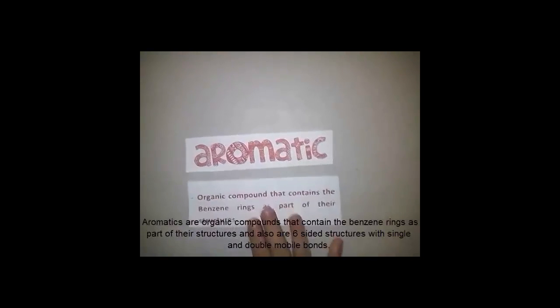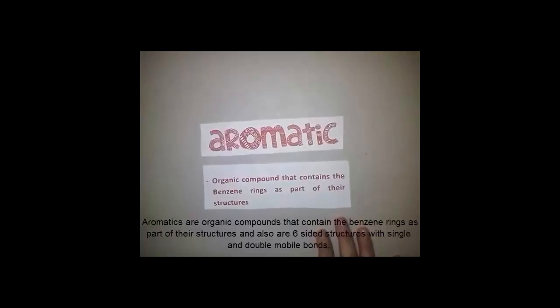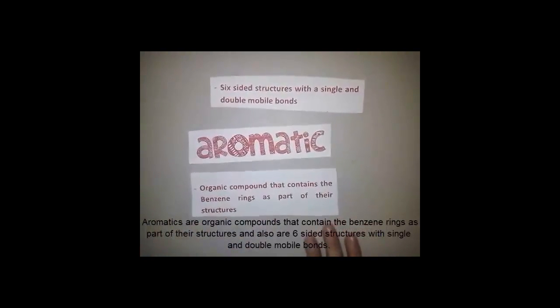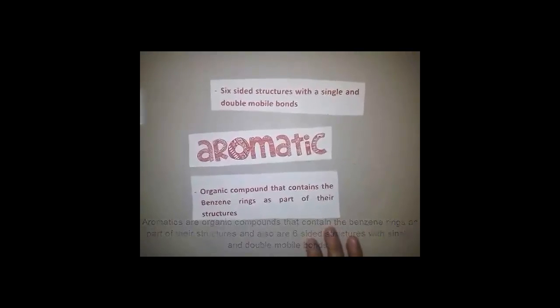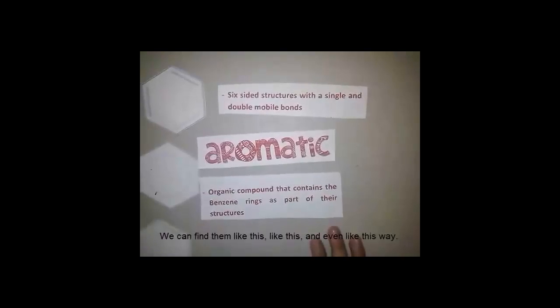Aromatics. Aromatics are organic compounds that contain benzene rings as a part of their structures, and also are 6-sided structures with single and double alternating bonds. We can find them like this, and even like this way.